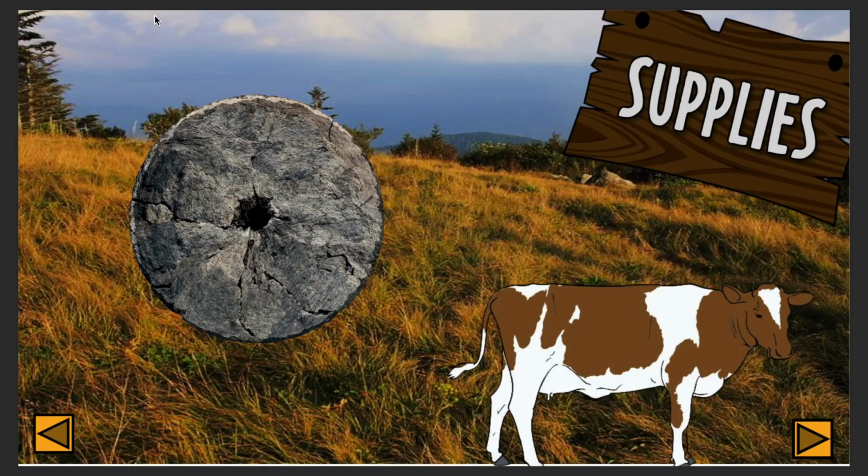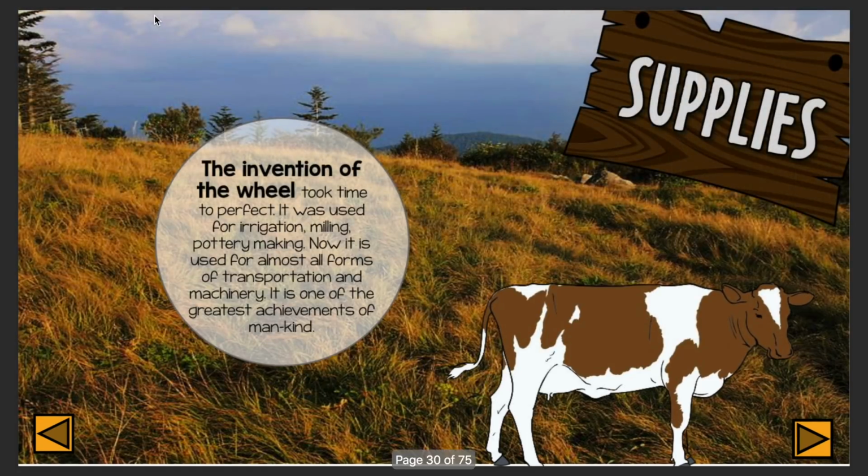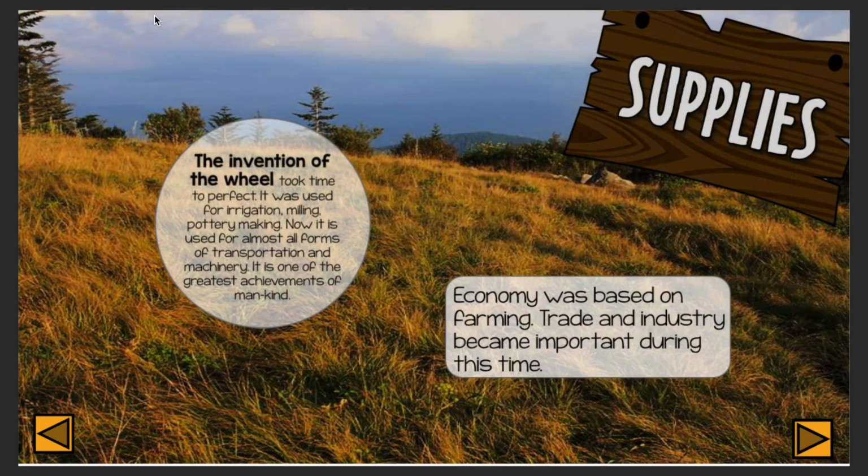Okay, in Mesopotamia, we also get the invention of the wheel. This is huge. We know we use wheels today. Again, life changer. Almost as big as the agricultural revolution. It wasn't perfected. It took a while to get them to exactly where we are today, but they used it for irrigation, pottery, milling, transportation. It really made a huge difference for them. Okay, and then we also see that their economy was based on farming, and trade and industry also become important, right? So because we're not searching and hunting for food, we have more time to develop some skills and really specialize.